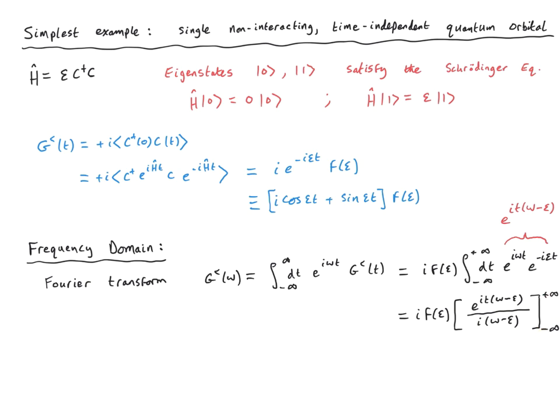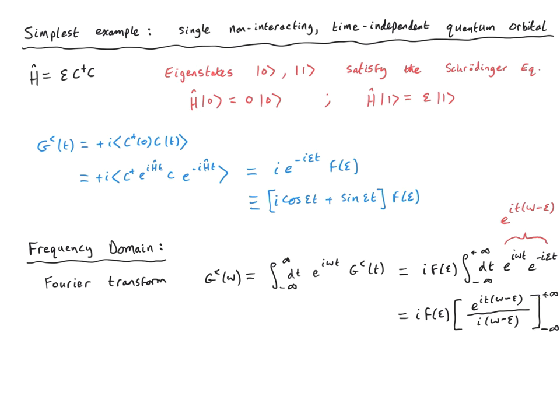And now we have to pause and think a little bit, because there are some problems with this expression. The first giveaway that there's a problem is that downstairs we have omega minus epsilon. What happens when we want to evaluate the Green's function g of omega at the point omega equals epsilon? This would be undefined because we'd have a divide by zero problem. That's the first hint. The second hint that something's wrong is that we have to evaluate this integral at t equals minus infinity and plus infinity.